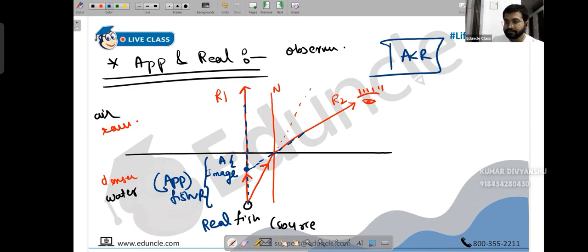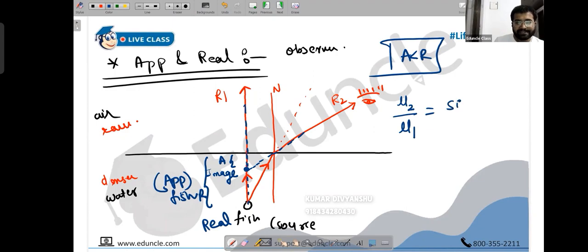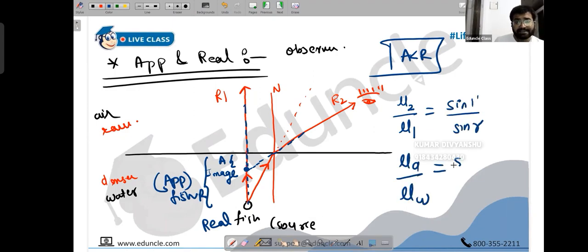Any doubts, anyone? All good? Yes, sir. Okay. Next. So what is refractive index? Refractive index of second medium upon refractive index of first medium. This is sin of incidence angle upon sin of refractive angle. Second medium is air. First medium is water. Okay. Sin of incident angle. So incident angle is this. So I can say incident angle is also this. Refractive angle is this. So I can say refractive angle is also this.